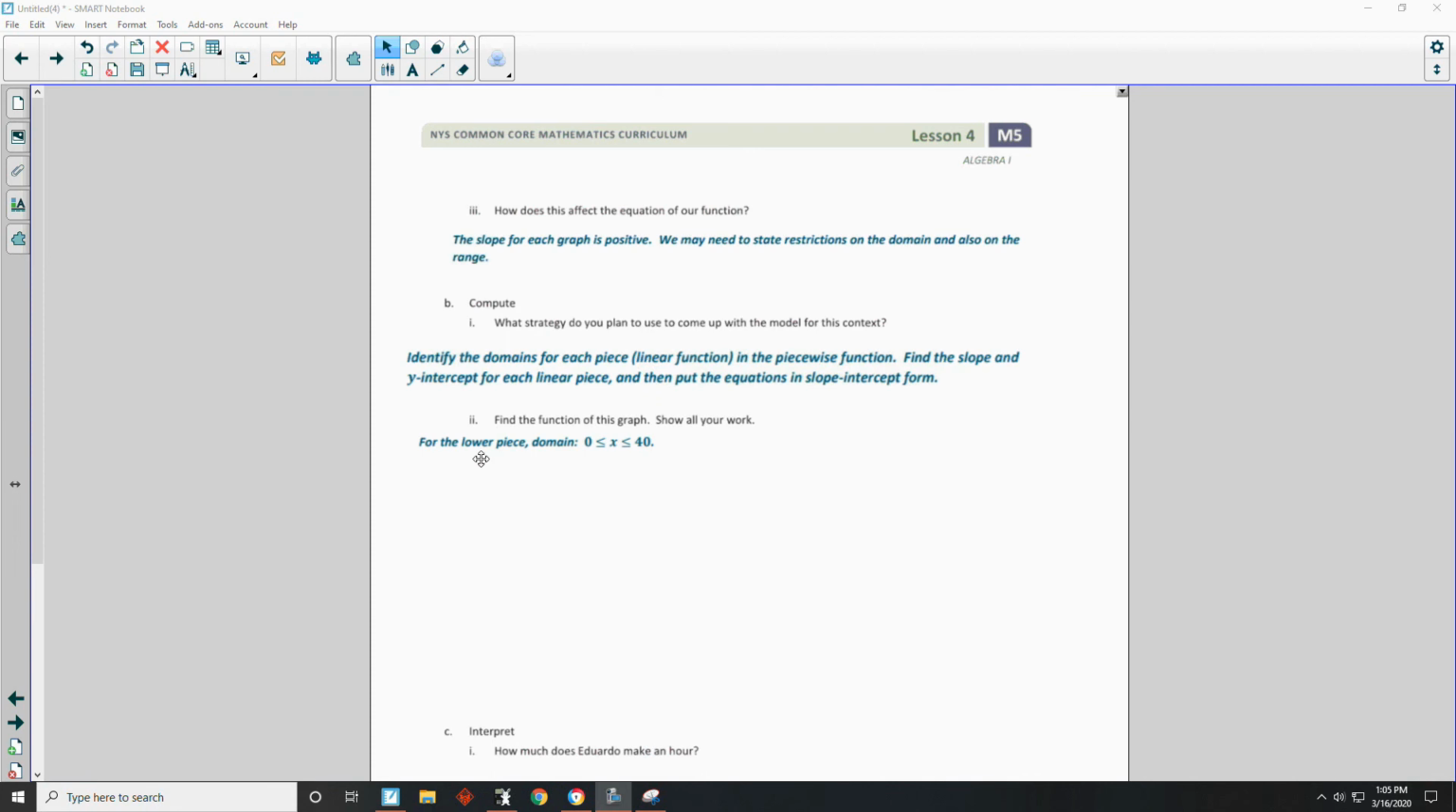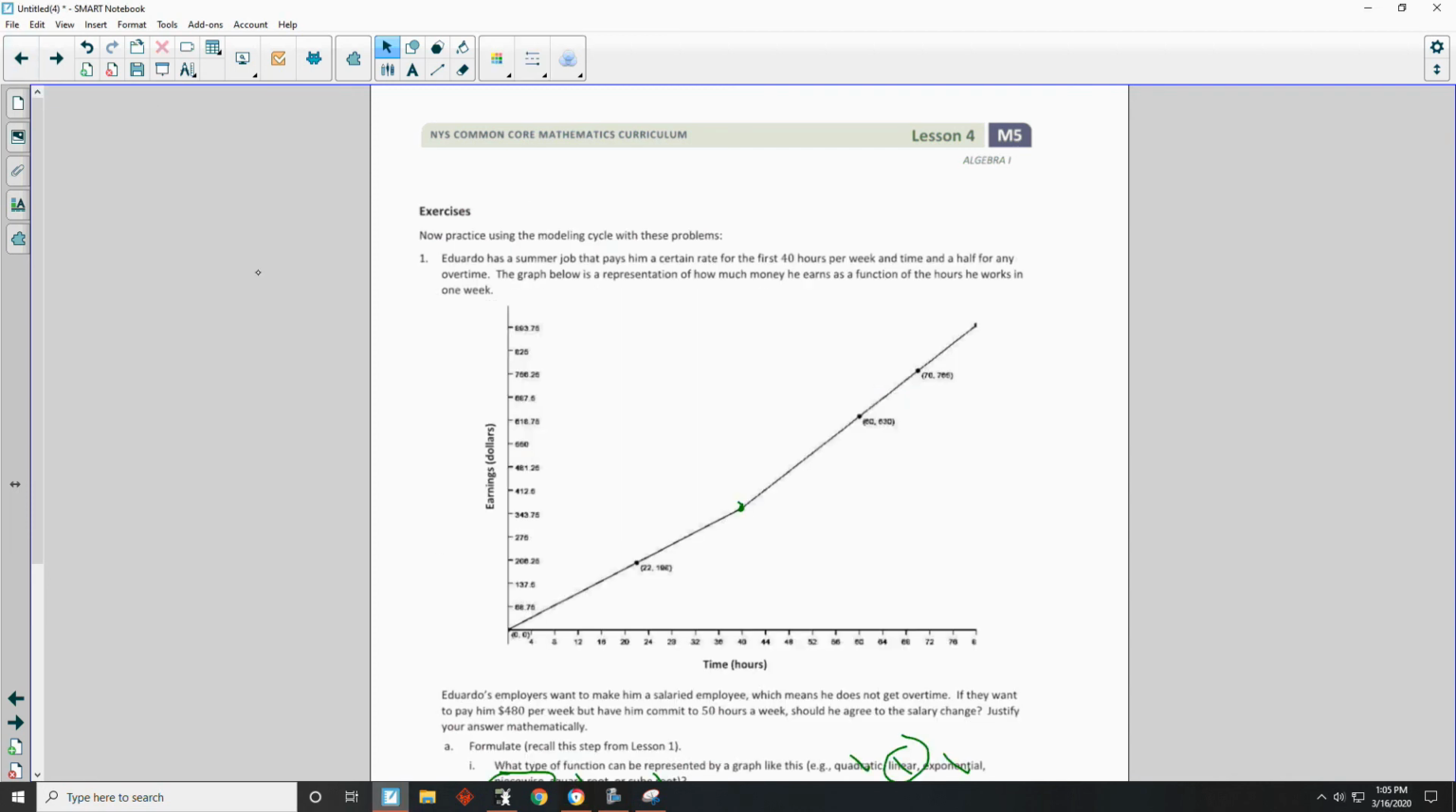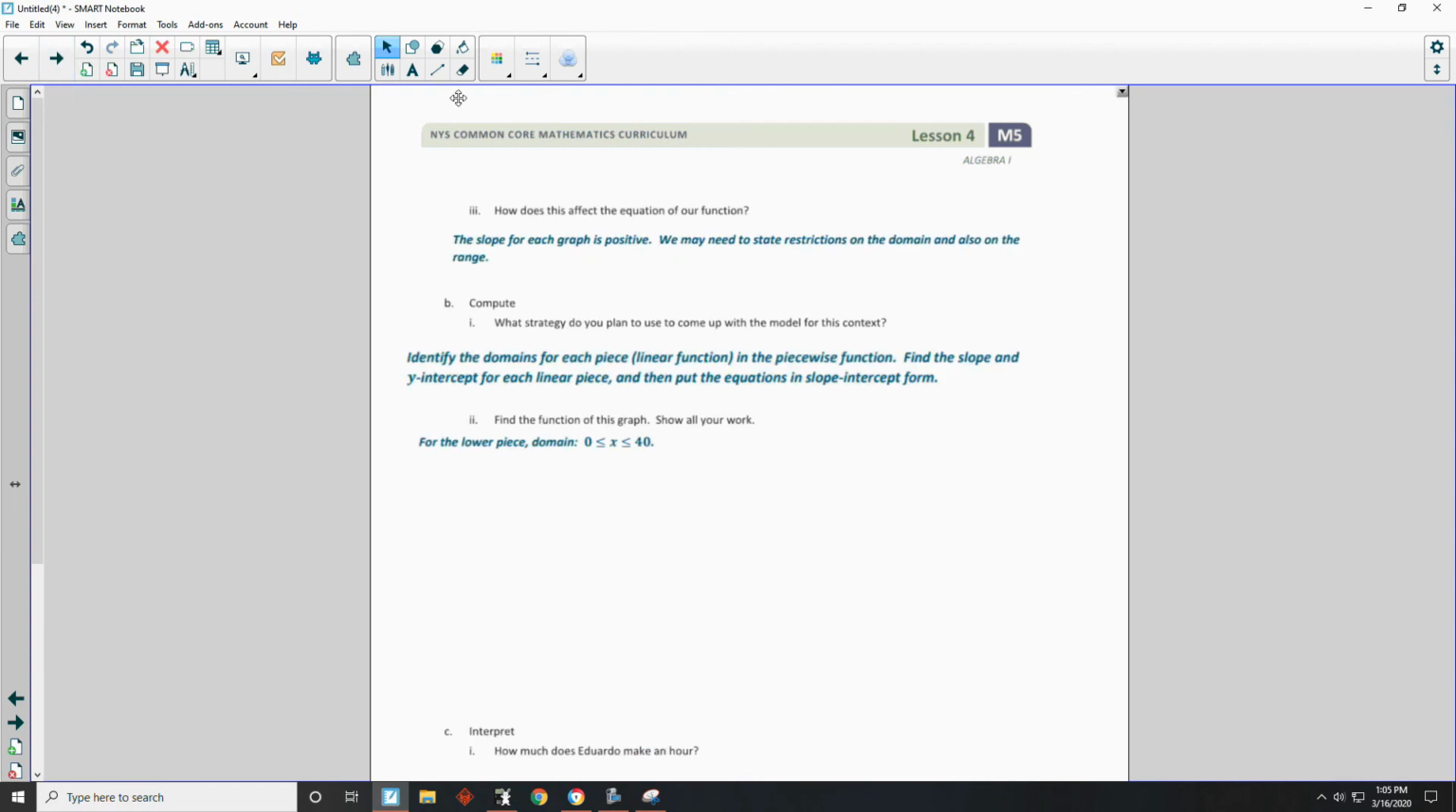Okay, so this is what it would look like. For the lower piece, the domain is all x values between 0 and 40 inclusive. That's why we have less than or equal. So there's our restriction on our domain. And then if we go back, what is the y-intercept of this? Well, the y-intercept is right here. It's 0. So we can state that.